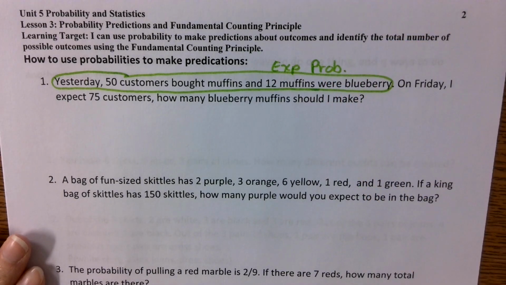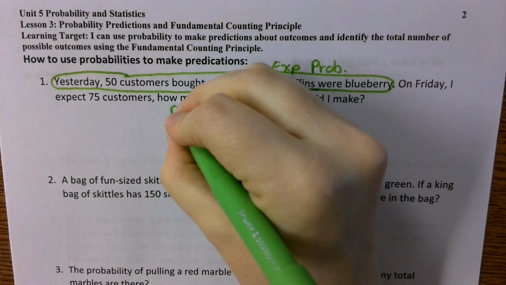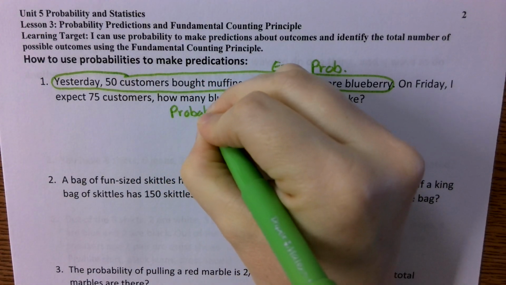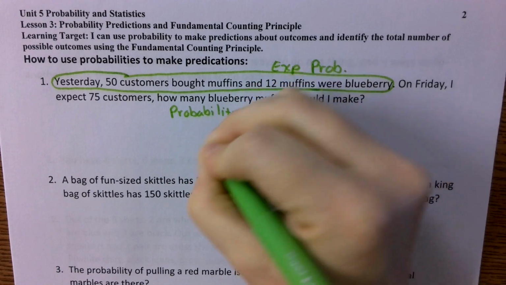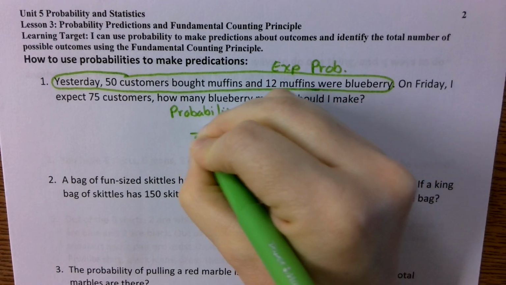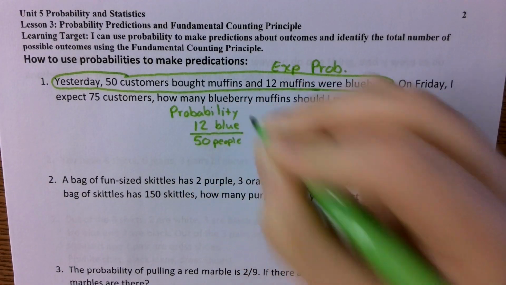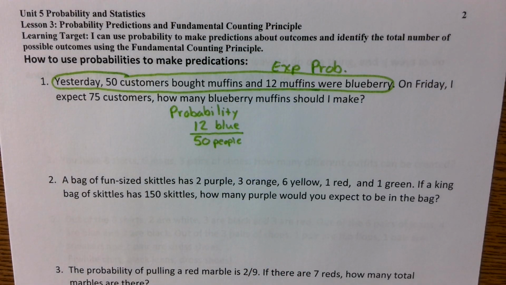It's my experimental probability because it is actually what has happened. I am calculating this information, I'm recording this data, and I am noticing that out of the 50 people that came into my store, I had 12 of them that purchased a blueberry muffin, so I'm just going to put blue. I had 12 blueberry muffins from the 50 people that came into my store.